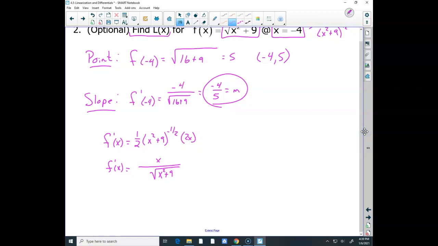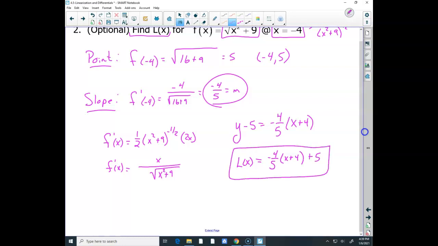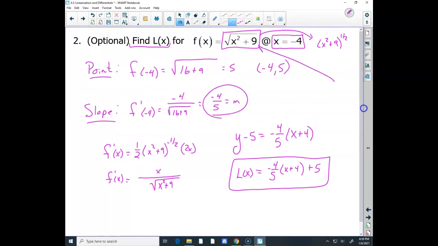So if I wrote it, I would say y minus 5 equals slope times (x plus 4), which means I would say L of x, because they want me to call it my linearization function, equals negative 4/5 times (x plus 4) plus 5. And I can use that to approximate that function when I'm close to negative 4.